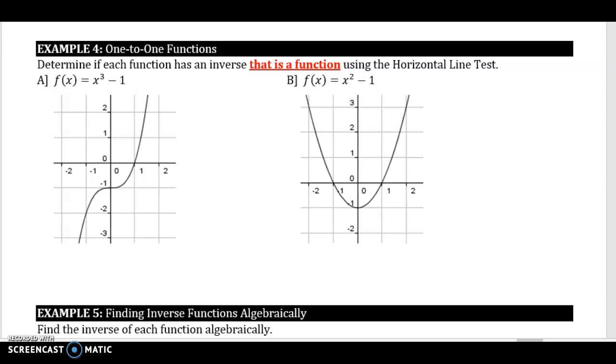So now what we're trying to do, does it pass the horizontal line test? Can I draw a horizontal line that touches the graph twice? For this one, no. Even right here, it only touches it one place. So the answer to this is yes. All right. Can I draw a horizontal line that touches the graph twice? Yeah, I can. So that means no, it's not. It's a function, but its inverse is not a function.